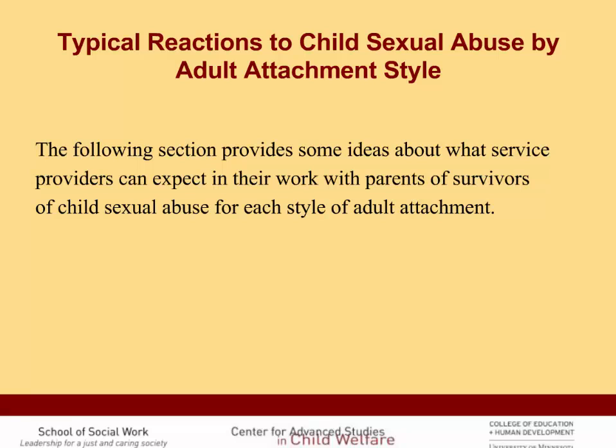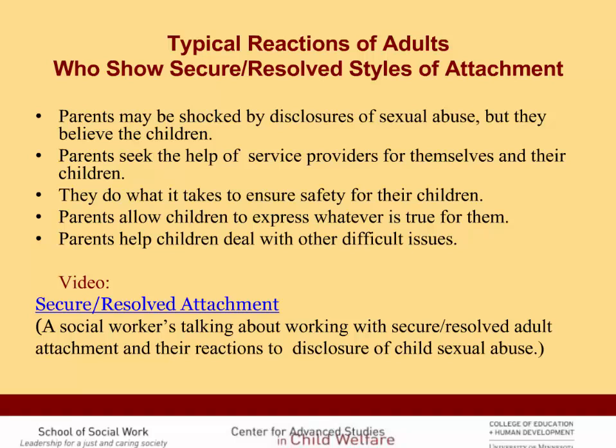The following section provides some ideas about what service providers may experience in their work with parents of survivors of child sexual abuse for each style of adult attachment. Typical reactions of adults who show secure and resolved styles of attachment include the following. Parents may be shocked by disclosure of sexual abuse, but they believe the children, especially as the shock wears off.